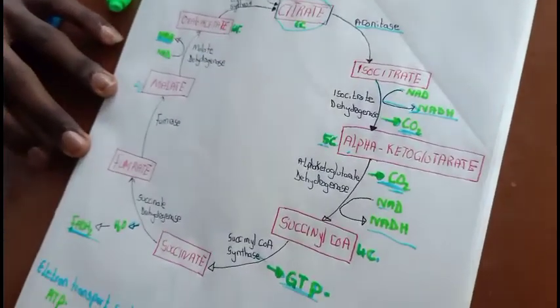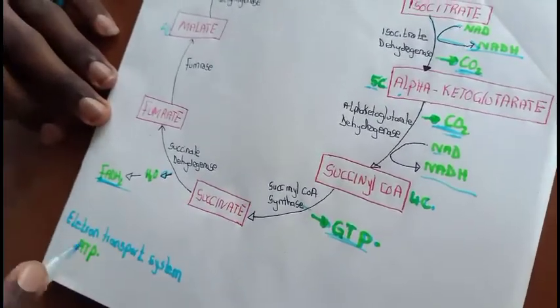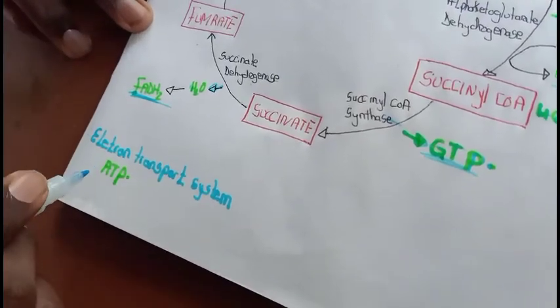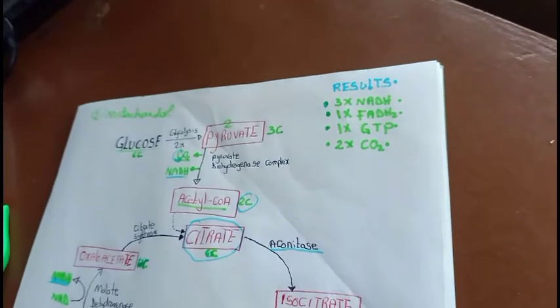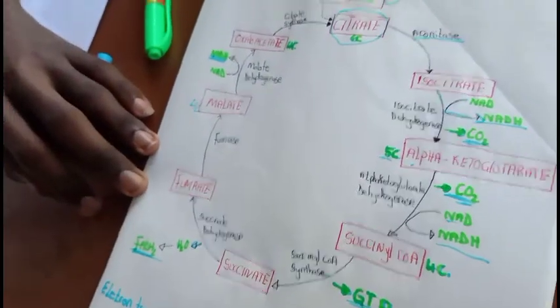So in what we call the electron transport system, that's where we are going to form ATP through this compound we have seen, NADH. Thank you everyone for watching my video.